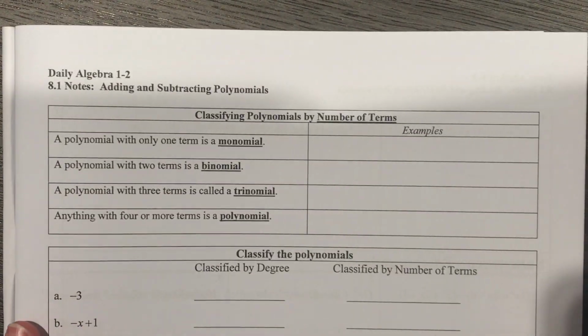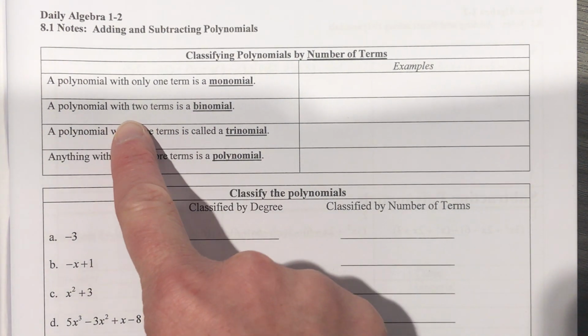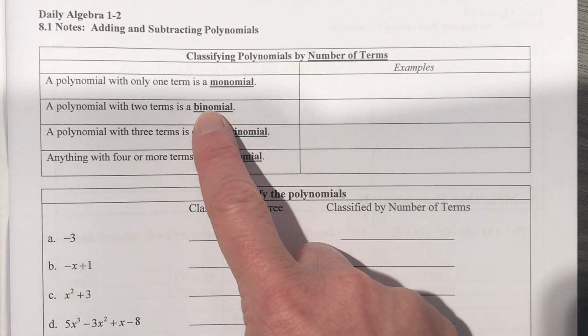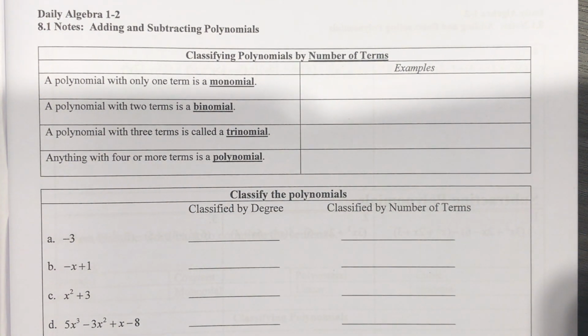So now I'm going to go ahead and flip the page and then talk about classifying based on number of terms. So number of terms in your polynomial is determined on monomial 1 term, binomial 2 terms, trinomial 3, because tri means 3. Think of it as like a bicycle. Bicycle has 2 wheels, tricycle has 3 wheels. Now polynomial would have 4 or more.